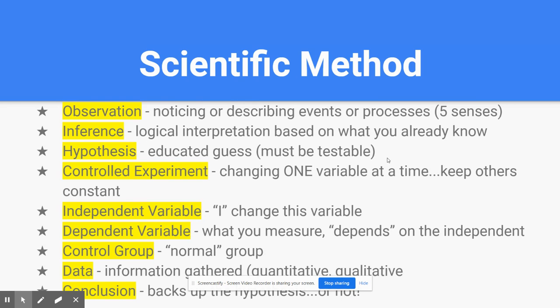Data is anything we gather as information. Could be numbers. If it's numbers, that's called quantitative. Quantity. So 12 centimeters is quantity. A temperature reading is quantity. But if I describe color or luster or shape or something like that, that's called qualitative. It's a quality rather than a quantity. And a conclusion, this backs up our hypothesis, and sometimes it doesn't. And that's okay. Then we go back through the process.